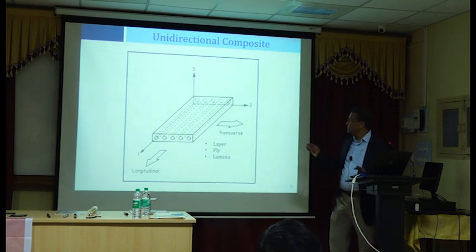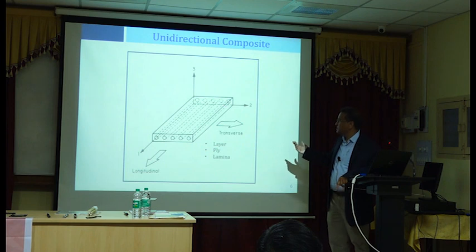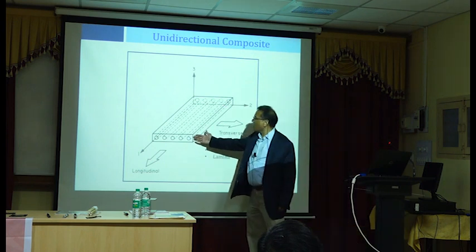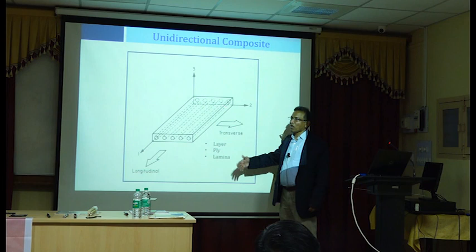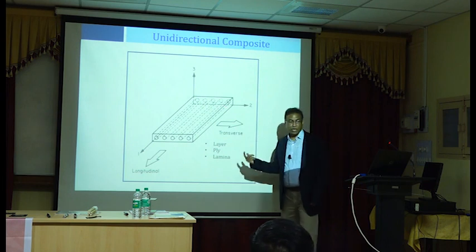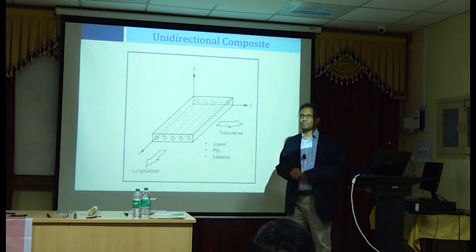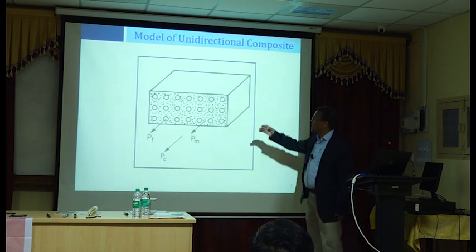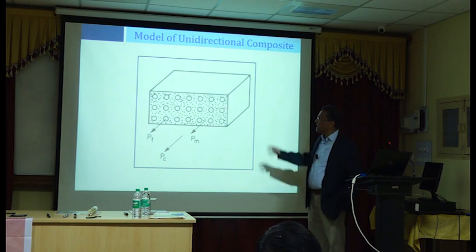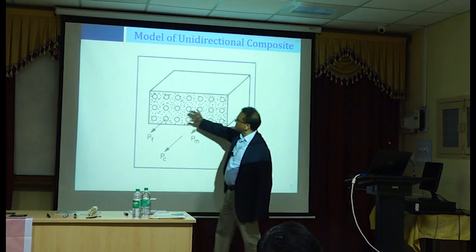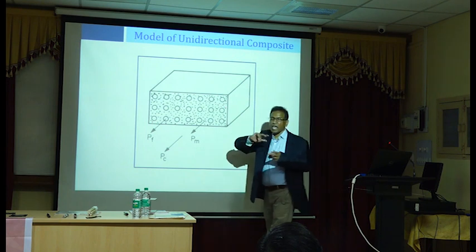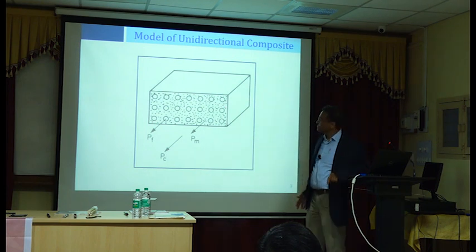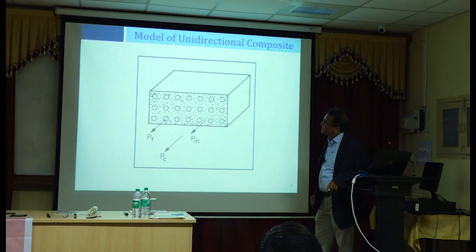So you'll have in any plate, this plate here, we can call this a layer, you can call this a ply, or you call this composite, people like to call it lamina. So we will have many fiber layers. They are not perfectly arranged the way it is shown here, not in a rectangular pattern, but let's assume that they are appearing like this in regular pattern.